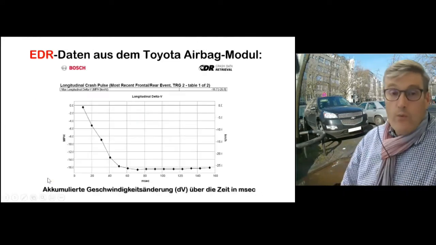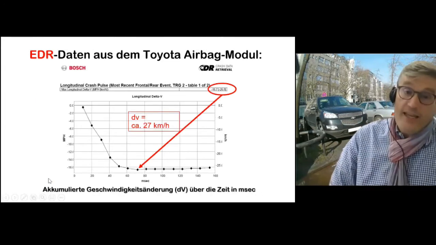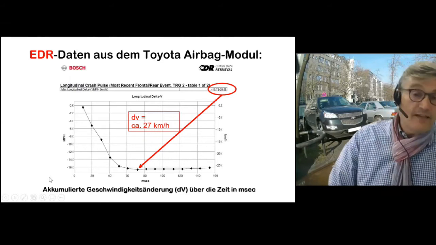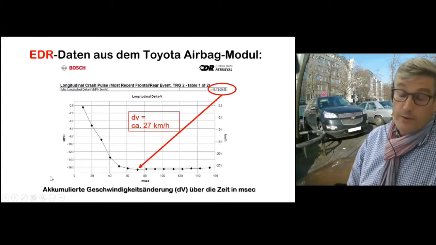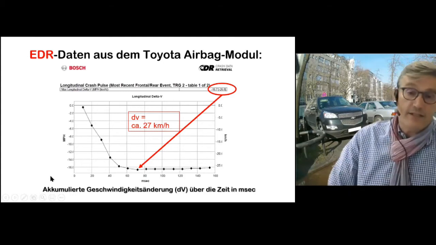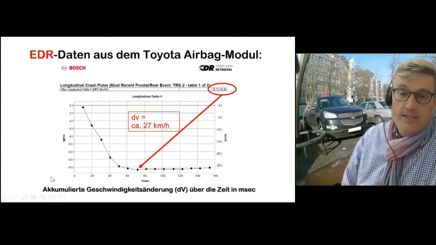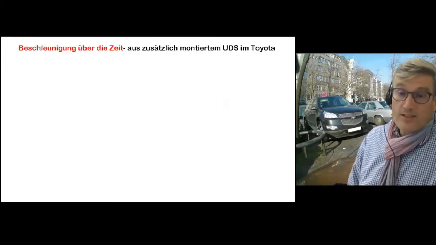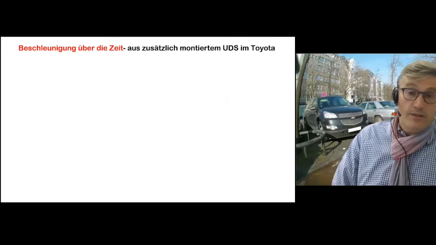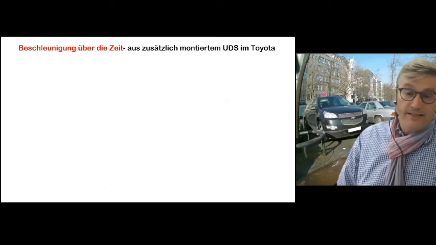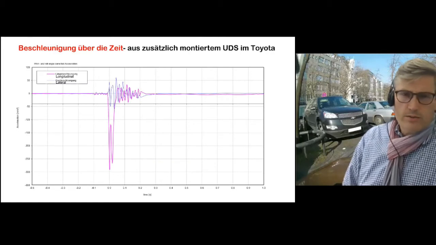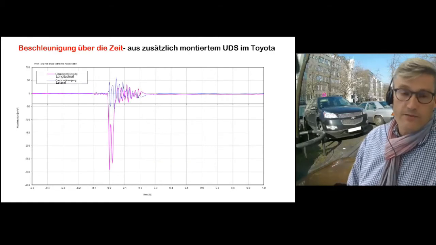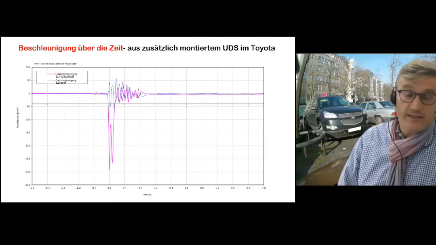So what we have from the EDR module, in the airbag control module, we can see that the delta V, the change of speed, was 27 kph, or 26.8. So this is the change of speed. Next slide. But what we want to know is how fast was actually the Toyota. Next slide. Here you can see the longitudinal acceleration and lateral acceleration. For us, what's important here is the longitudinal acceleration.